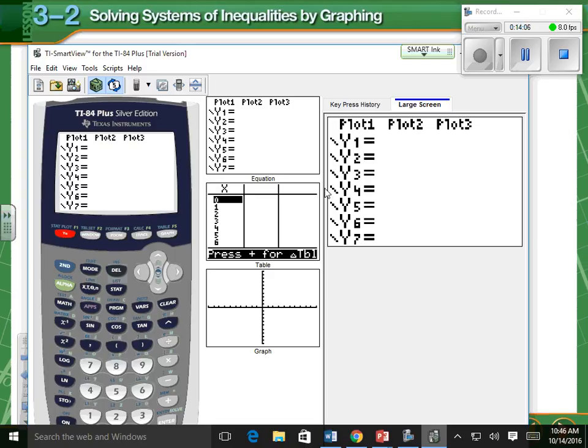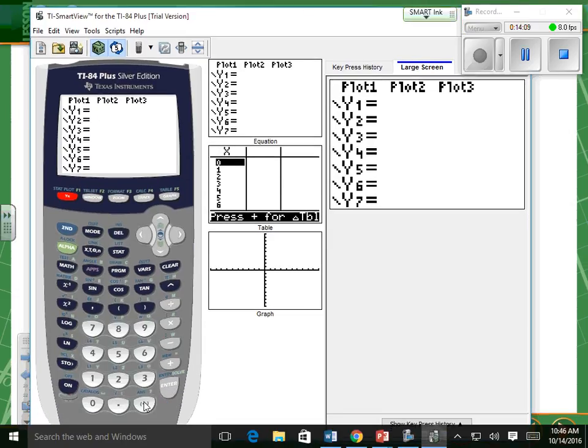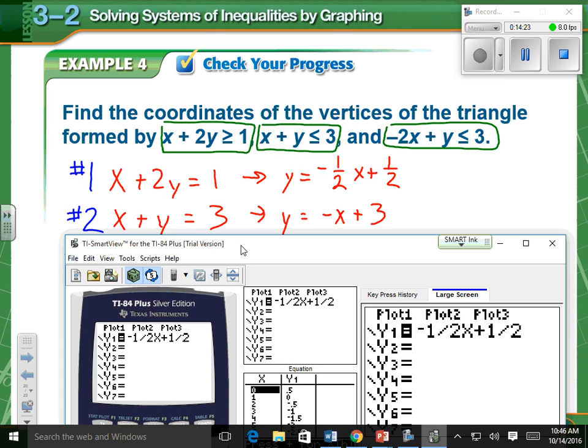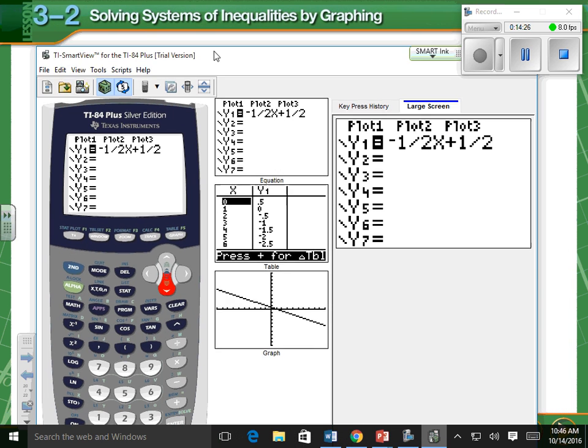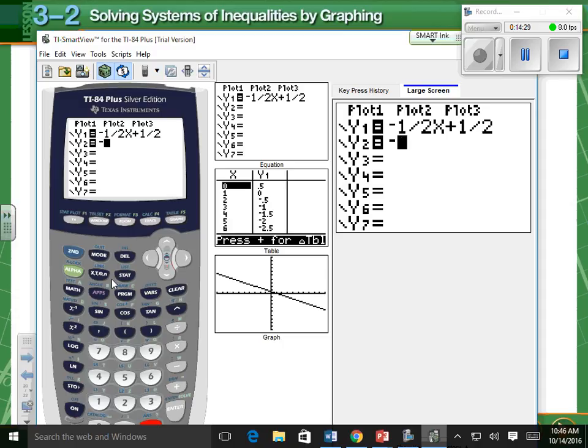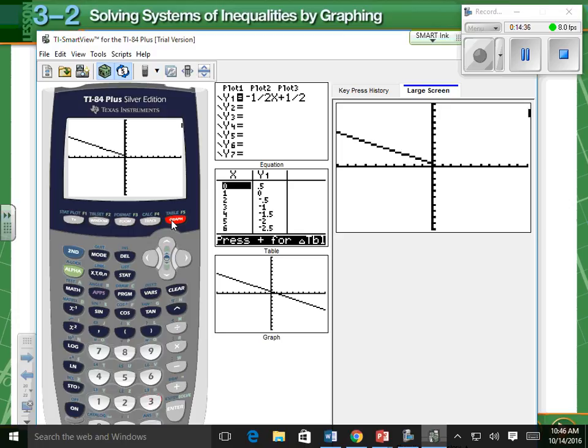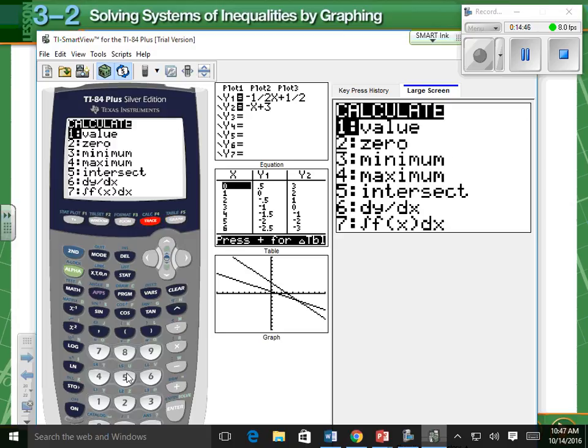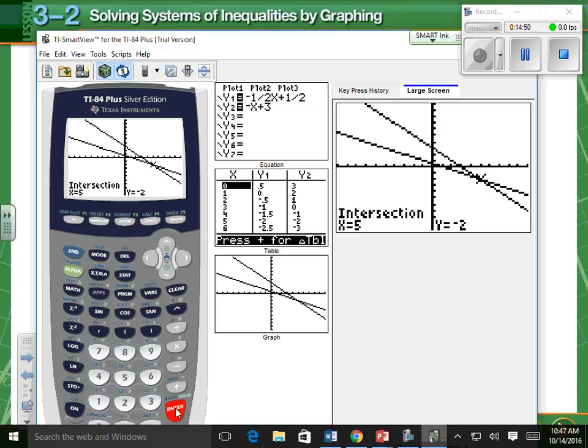So -1/2 x plus 1/2. And then in y2, we'll put number 2, which is y equals -x plus 3, and then let's look at the graph between those two, and we can do a second trace 5, enter, enter, enter, and those two will intersect at the point 5, -2.